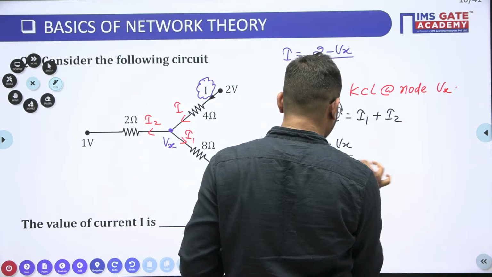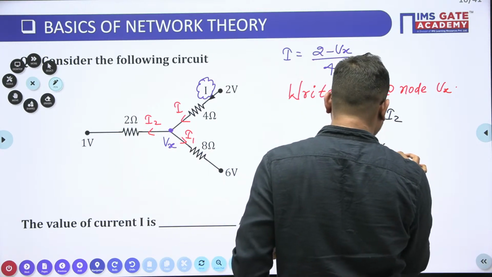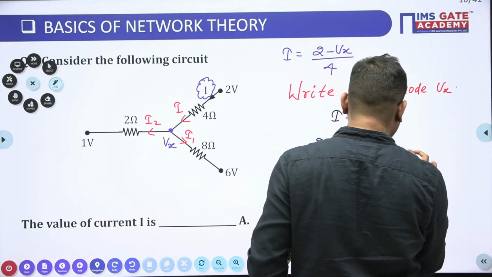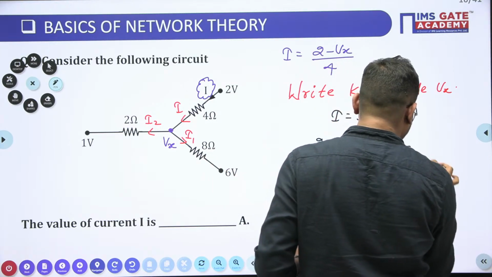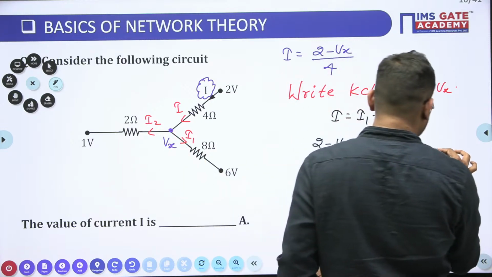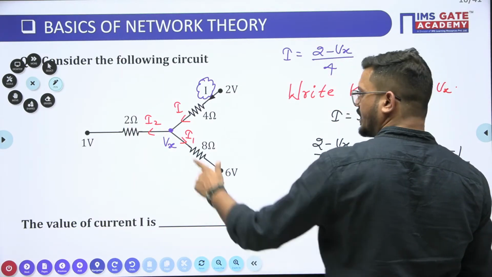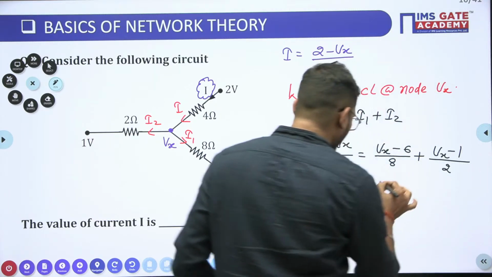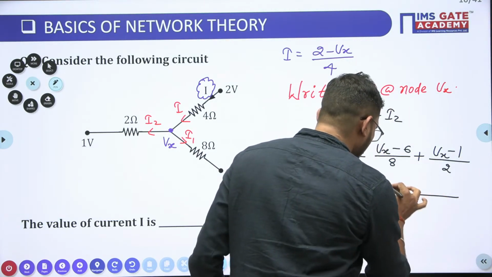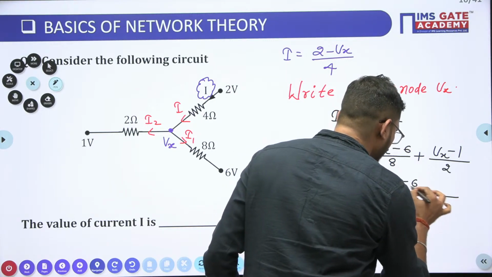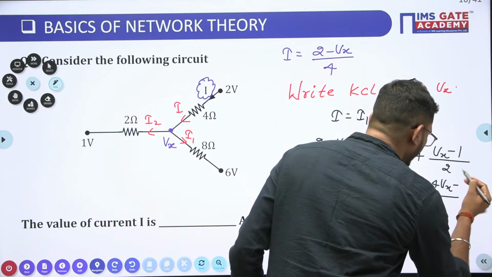And this is equal to I1, which is Vx minus of 6, divided by 8, and plus Vx minus of 1, divided by 2. Is it clear? So let us take LCM here. So this is 8. So Vx minus of 6 plus of 4Vx minus of what, guys?